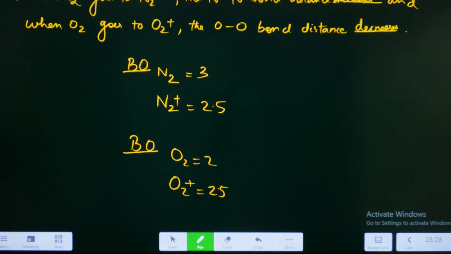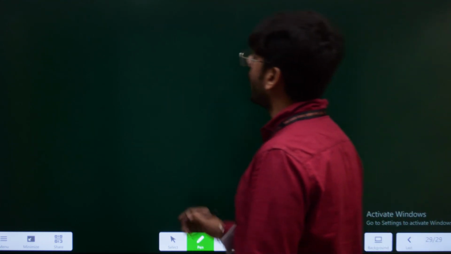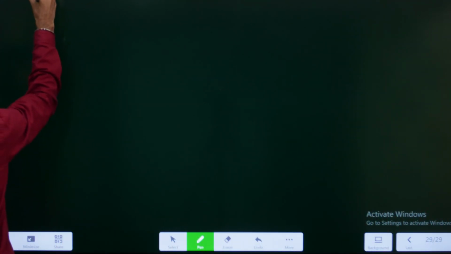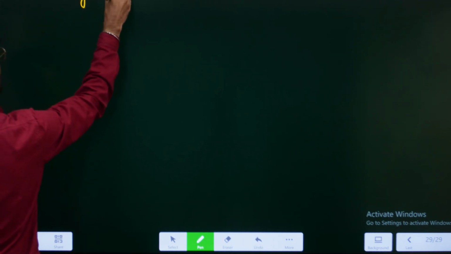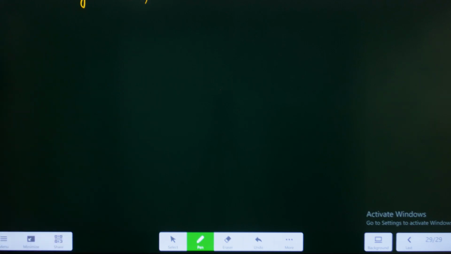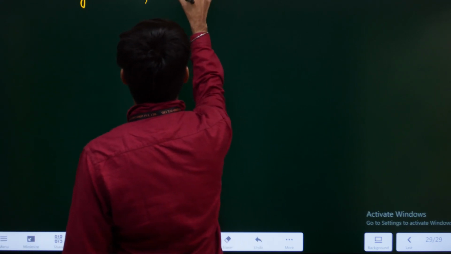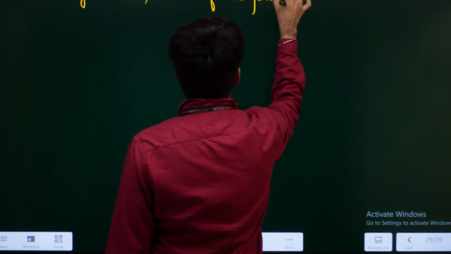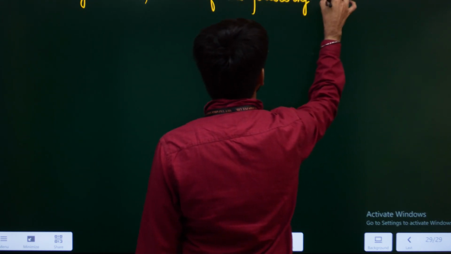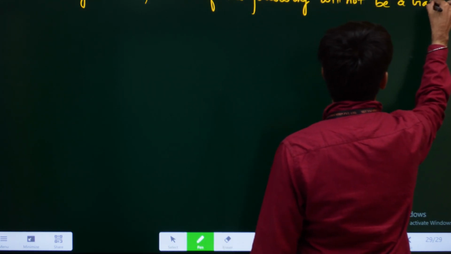Yes, sorry. According to molecular orbital theory, last question. According to molecular orbital theory, which of the following will not be a viable molecule?